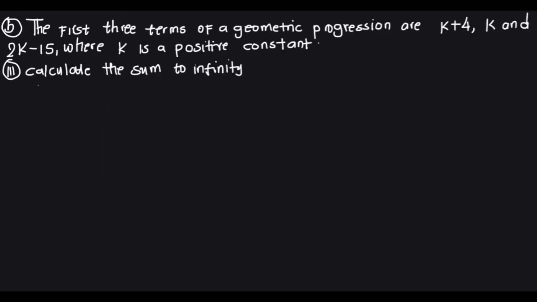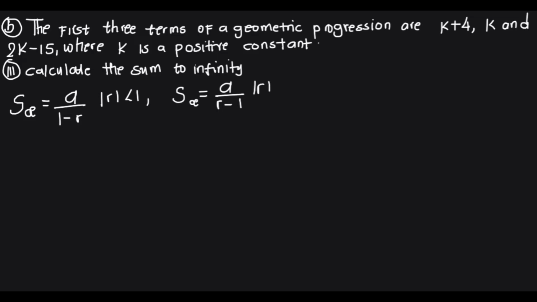Okay, so now we will have Roman number 3, calculate the sum to infinity. The formula for sum to infinity is, the first one, a over 1 minus r, given that r is less than 1, or sum to infinity is equal to a over r minus 1, given that the absolute value of r is greater than 1. So between the two formulae, we need to check the one that is applicable. So let's look at the first three terms.